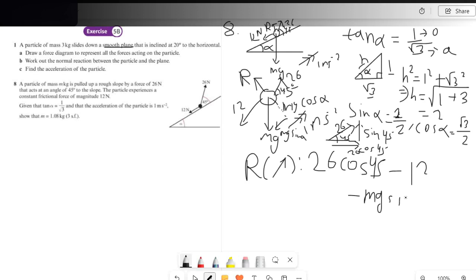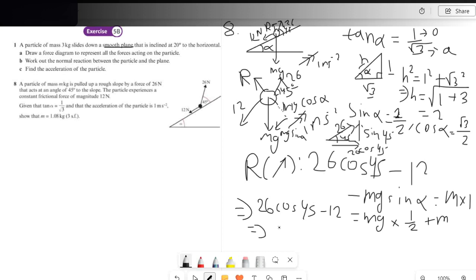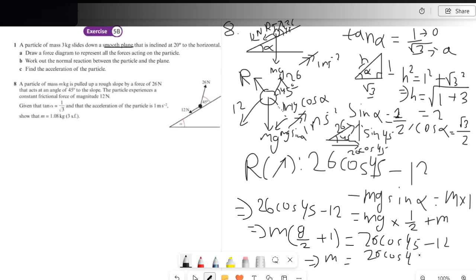This is equal to mass into acceleration, following Newton's second law. So mass into acceleration, which is 1. So 26 cos 45 minus 12 is equal to mg sine alpha, which is half, plus m. Taking a common factor of m, we get m into g by 2, or g into half, plus 1, is equal to 26 cos 45 minus 12. So m is equal to 26 cos 45 minus 12, whole divided by half into g plus 1, and this is approximately equal to 1.08 kg.